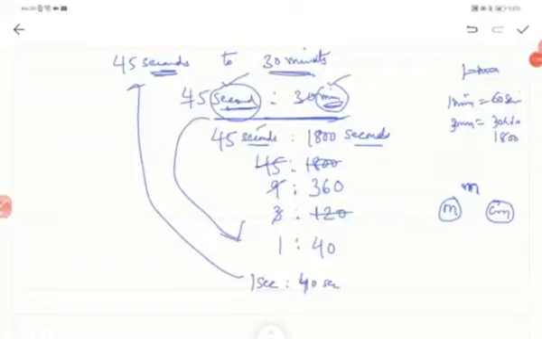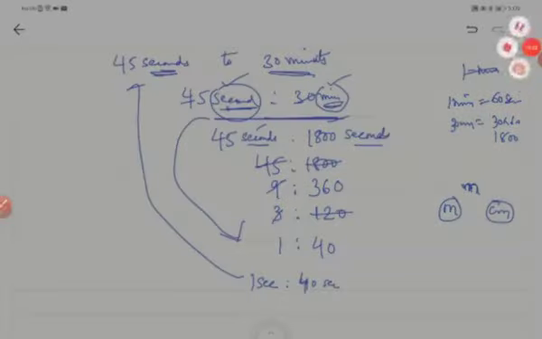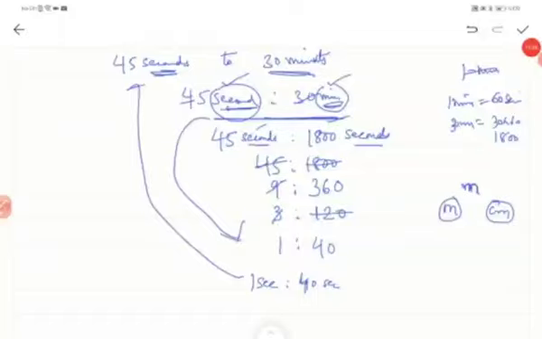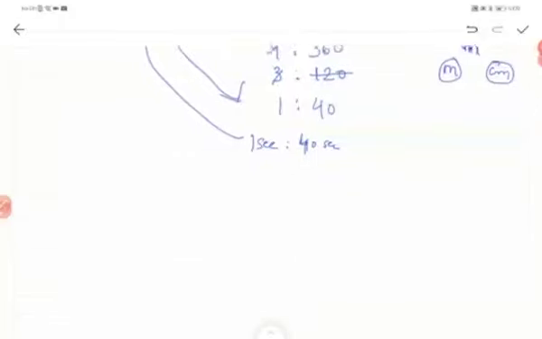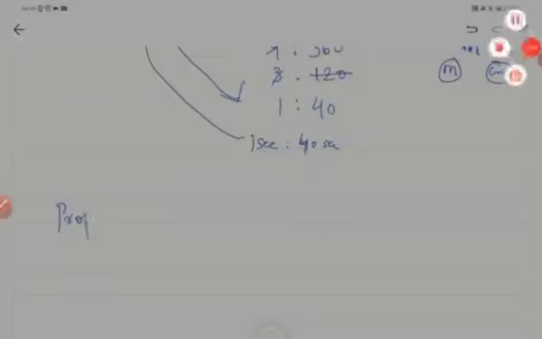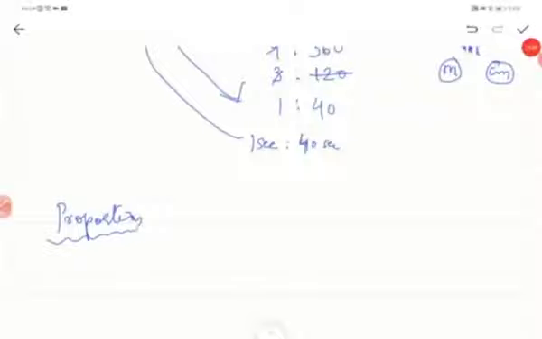Alright, I think we should stop here for today. In the next class I'm going to talk about proportions. It's again an interesting topic. When are we going to say that two ratios are in proportion? Proportion means two ratios are equal, then you say they are in proportion. So proportion is the equality of ratios. We will see this in the next video.